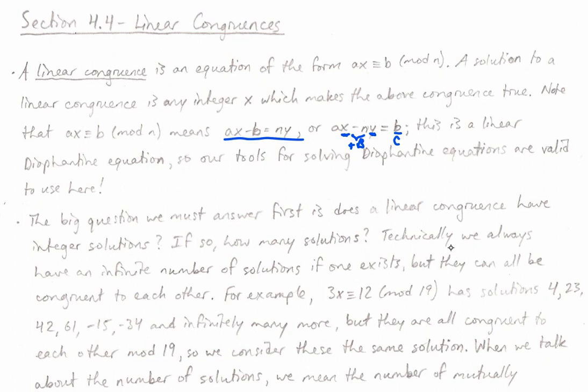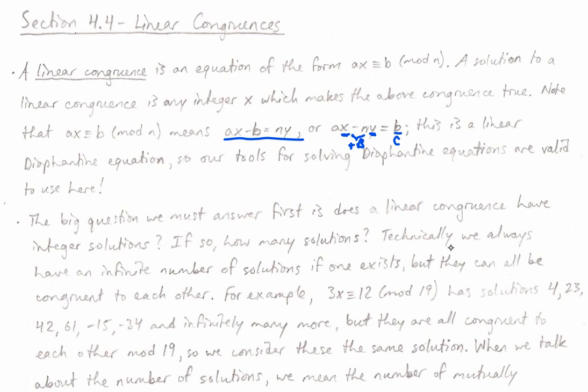Now, before we go about solving these things, the big questions we have to answer first are, one, does the linear congruence even have integer solutions? Because this is a course on number theory, we're focusing on whole numbers, so we want solutions that are whole numbers. So the first question is, do we have integer solutions? And then follow-up question number two, if we do have integer solutions, how many do we have?